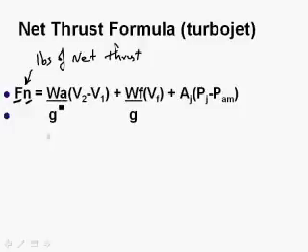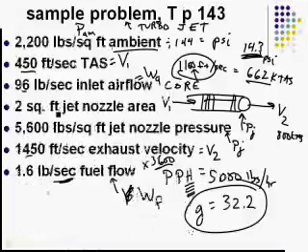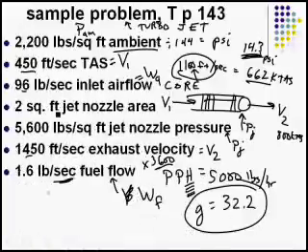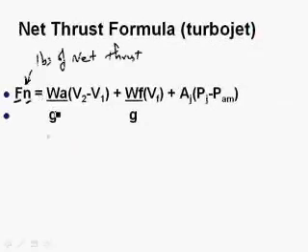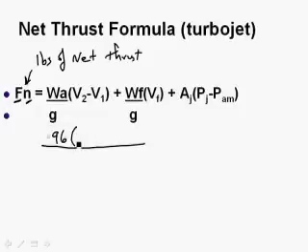So weight of the air was... maybe I need to do it this way. Weight of the air is, oh, I got this written down. Here we go. Weight of the air is 96 pounds per second. V2, which is the velocity of the air leaving the engine, is 1,450. V1, or the speed of the air coming into the engine, is 450. And of course, gravity is 32.2.